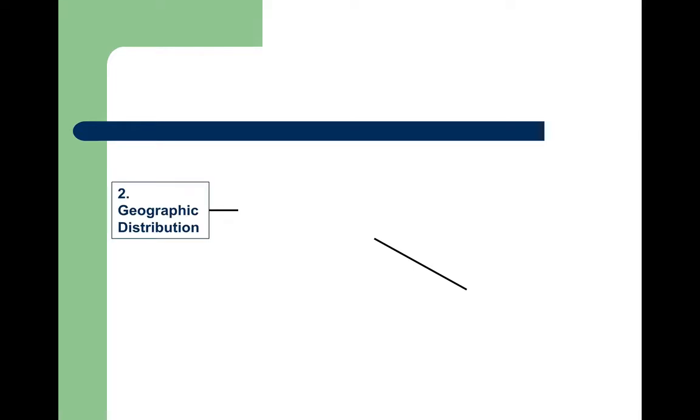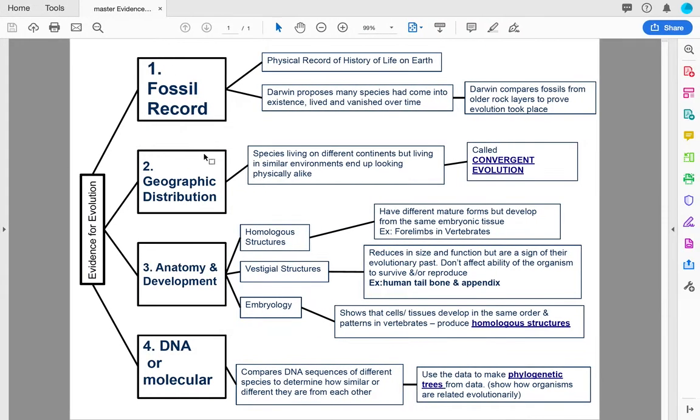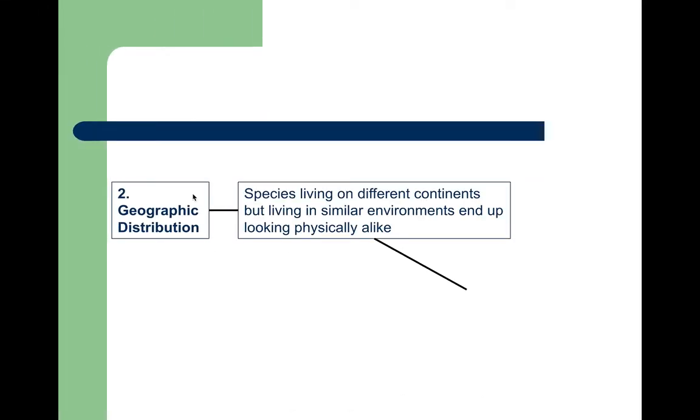The next thing that we're going to talk about is geographic distribution. Geographic distribution is here on your notes. Geographic distribution is basically dealing with species living on different continents. And these species all live in very similar environments. For example, they might live in a tropical rainforest in South America, or they live in a tropical rainforest of Asia. And because they live in these similar environments, they end up looking physically alike. We call this convergent evolution.